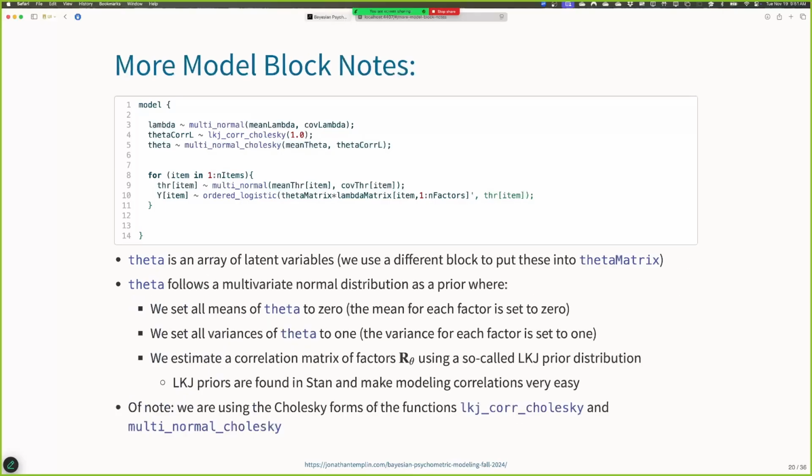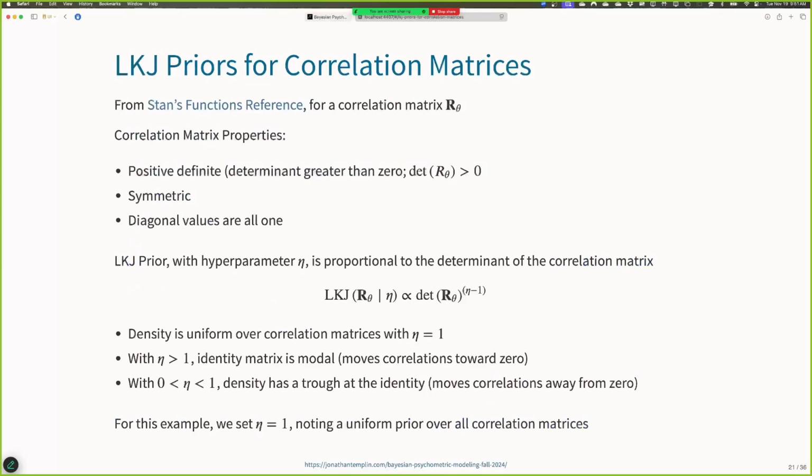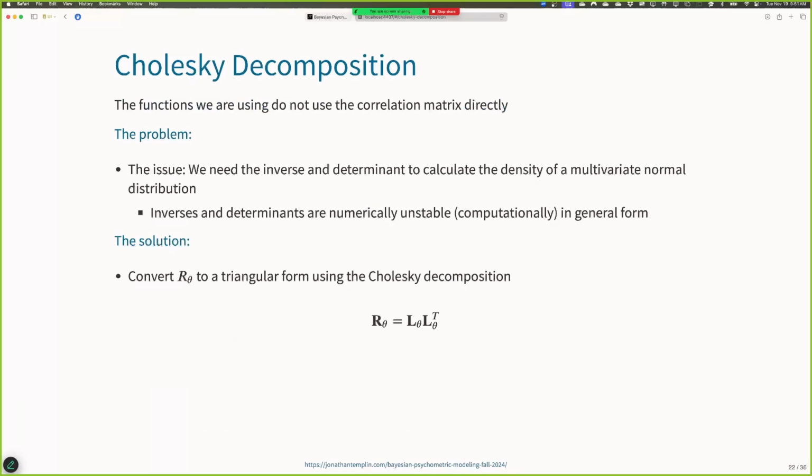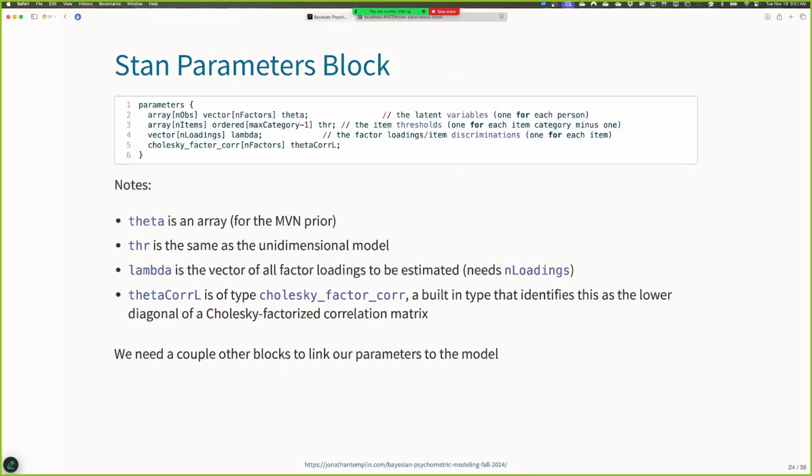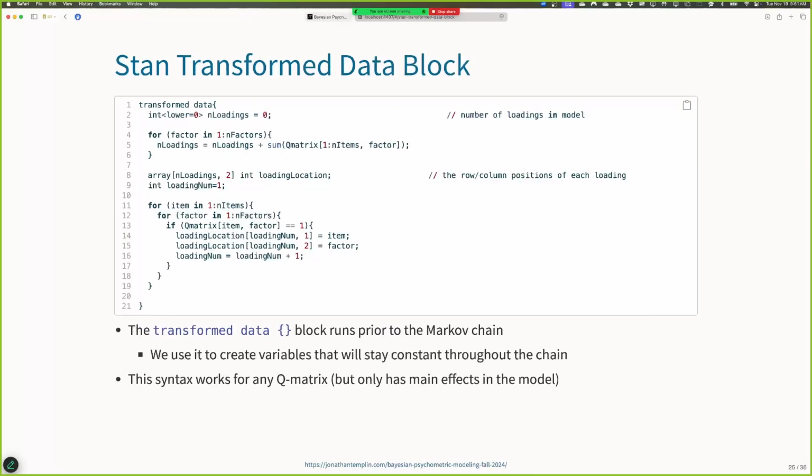So I'm not going to go overboard into LKJ or Cholesky again. We did that last time. But instead, I want to talk about how we start to build our Q matrix in. I believe this is where we left off.